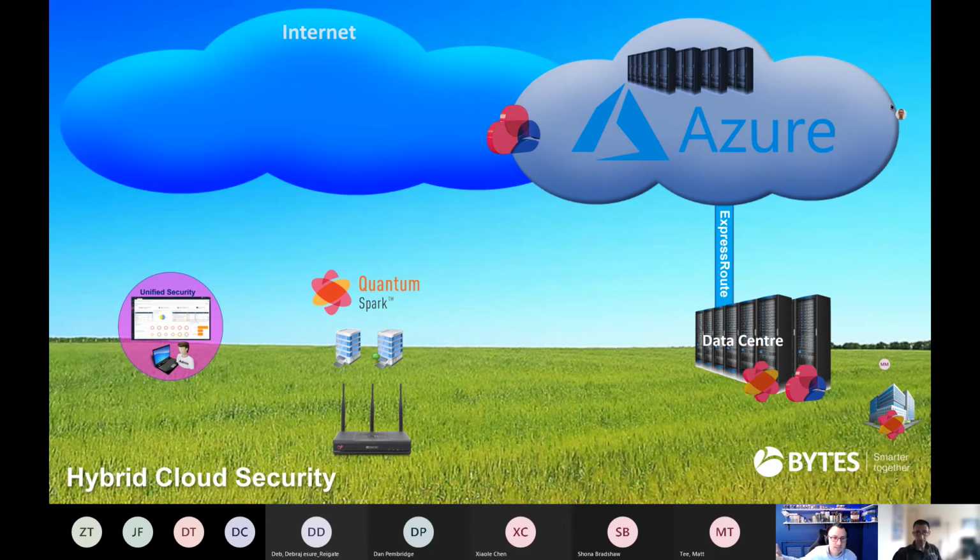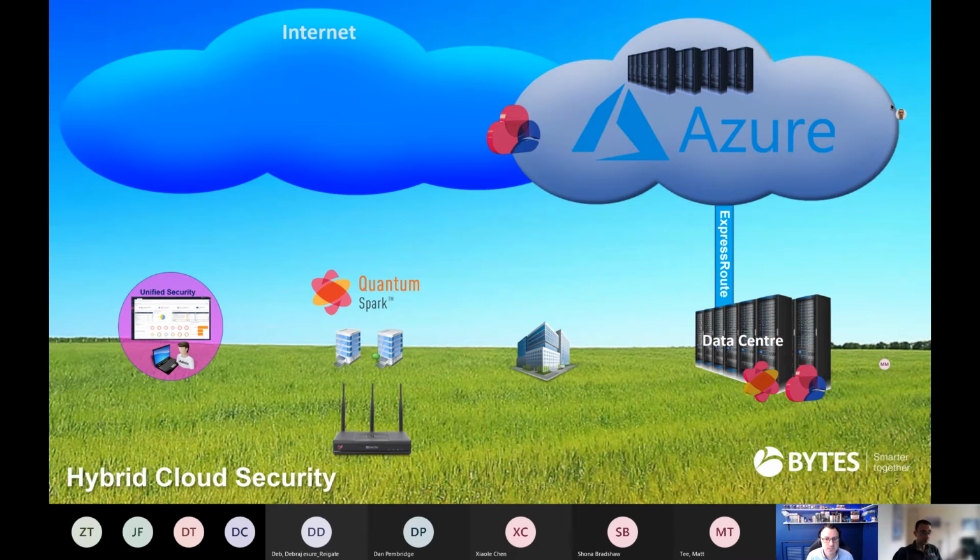I say small, but some of the Spark appliances can cope with up to 2 gigabits per second of full threat prevention throughput. That's all of our security features turned on and enabled and running. So that's 2 gigabits per second of throughput. That's really high on some of these smaller boxes.